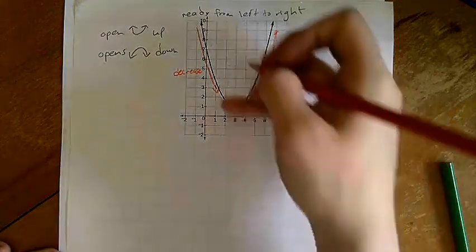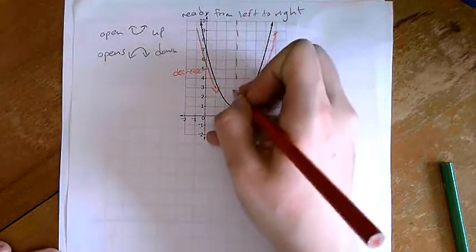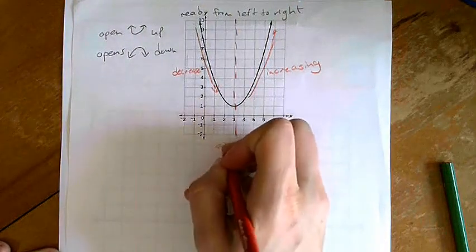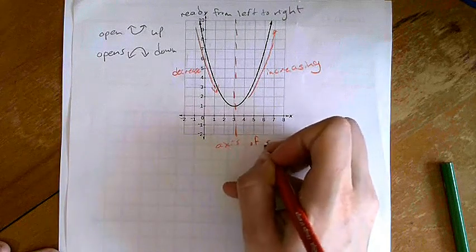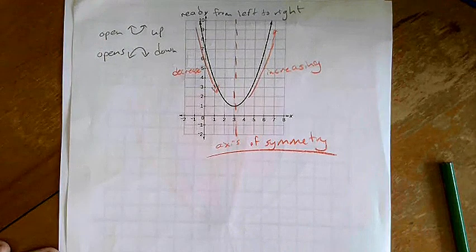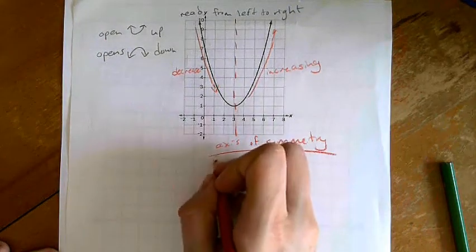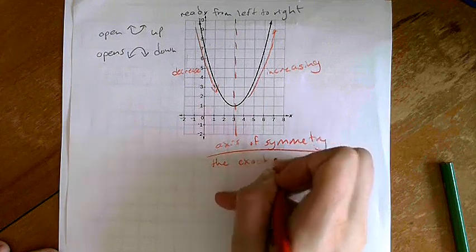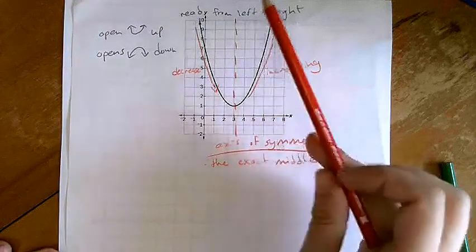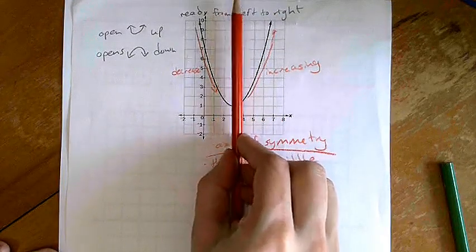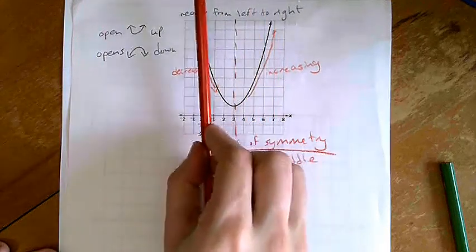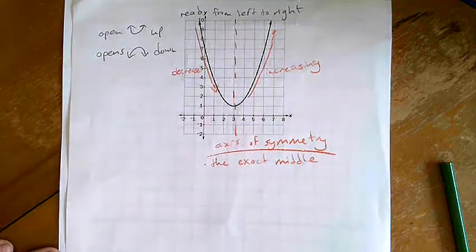We also know that these graphs have what's called an axis of symmetry. It means that it's the exact middle. Another way of thinking about that is it's the mirror point. This is where the mirror would be. So this side looks exactly the same as this side. You could fold it in half, axis of symmetry.